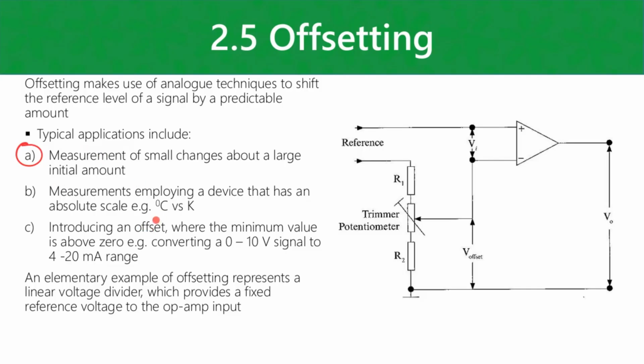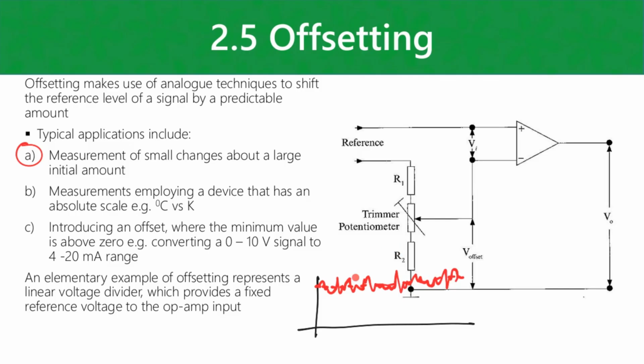So for a start, if you have a measurement of very small changes over a large initial amount, essentially what that means, I'm going to try and show this here as well. So if you have, for instance, let's say a very large DC component to your signal, but you have just small changes around that DC component. Now, I hope you guys can see that the DC component doesn't really carry any information for us. But the changes, that is what we want to measure.